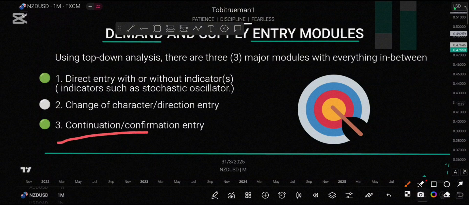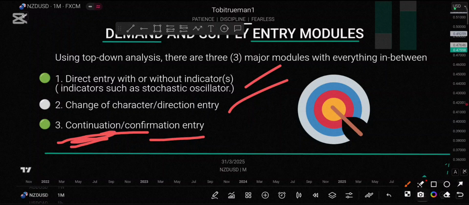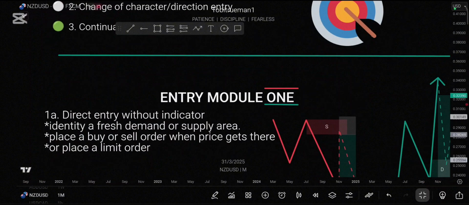Then number three, continuation and confirmation entry. How are we going to enter the trade when price has already given us number one and number two? If number one and number two have already been given and the market has gone past all those stages, can we tag along? Can we continue to trade it? Or what other confirmations do we need to say, yes, let's enter this trade, or we should ignore it? We're going to study all those things.